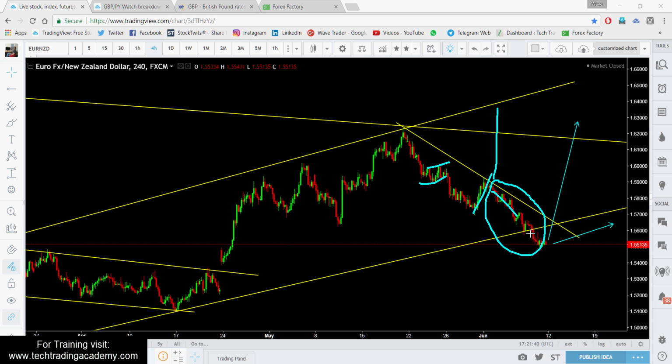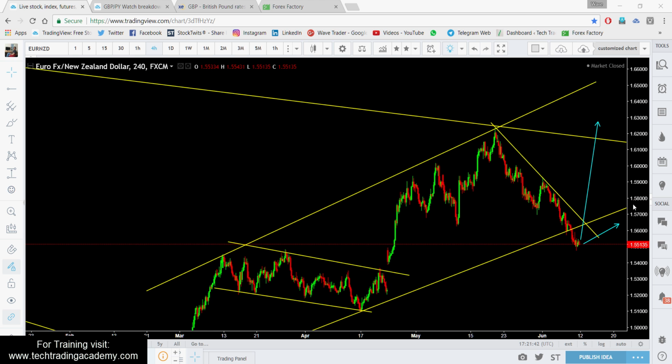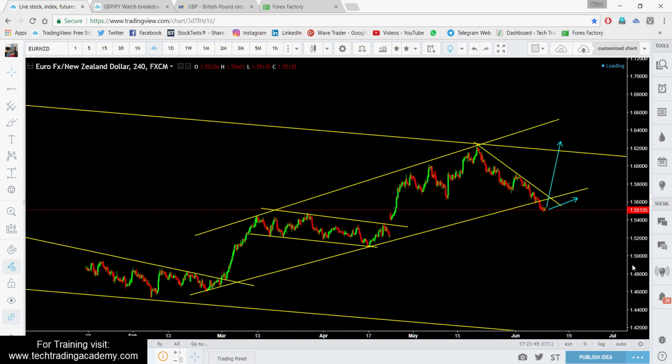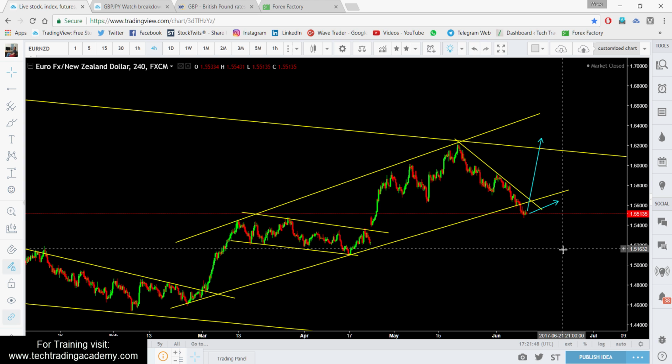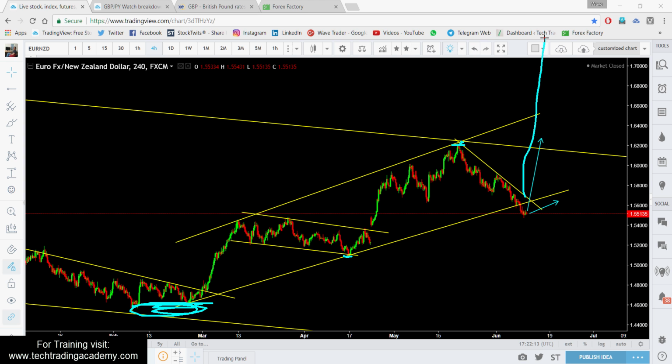Perfect job. Now what we need to look for on this pair: we can see we are violating the channel, this channel. Remember, price came up to this area, this top, all the way from this bottom. So I'm not anticipating a big reversal on this pair, that kind of reversal. I'm anticipating we're going to see a bottom again.